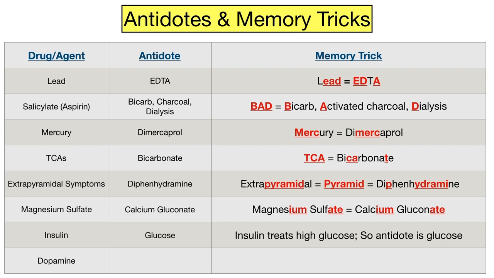Finally, we have dopamine. One antidote option is phentolamine, which blocks alpha receptors. Phentolamine will counteract the effect of vasoactive agents such as dopamine, epinephrine, norepinephrine, and phenylephrine. These medications cause vasoconstriction by stimulating alpha receptors, and phentolamine blocks those effects. Phentolamine can be remembered because dopamine and phentolamine end in amine.